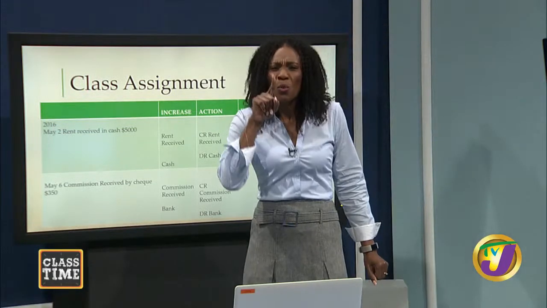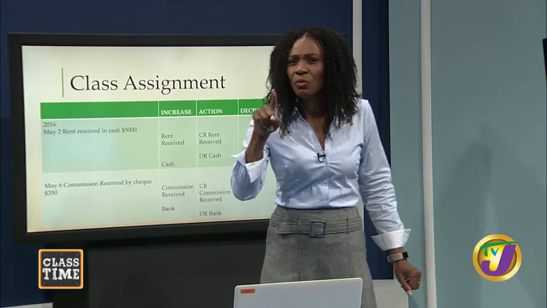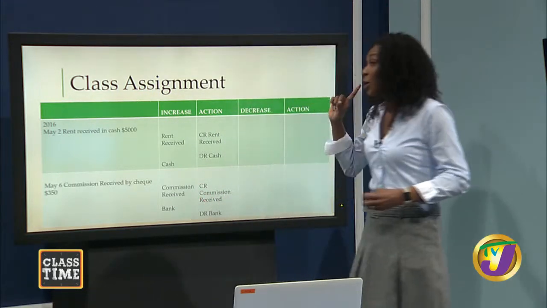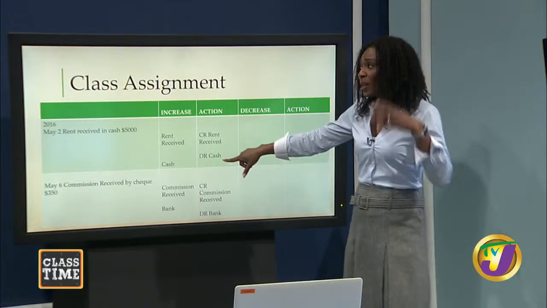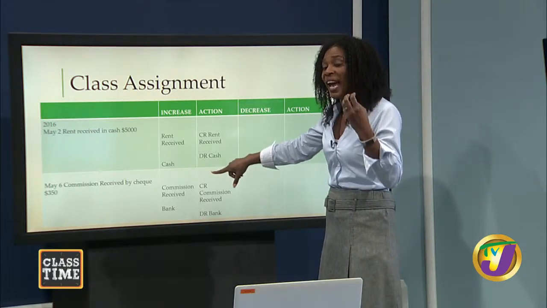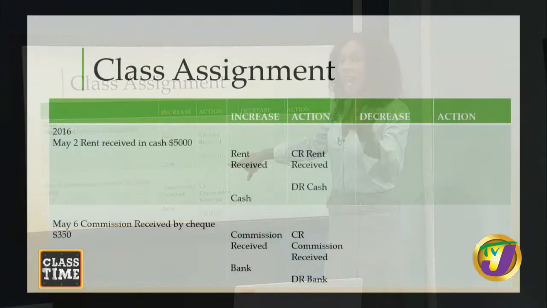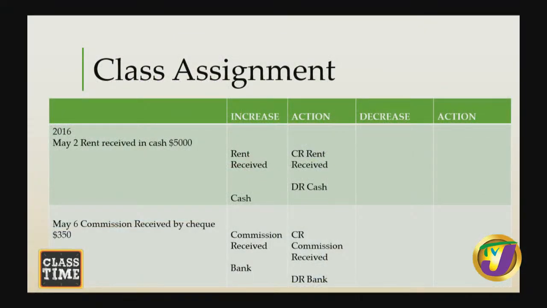Revenue. Good. And what did we say rent received is classified as again? Revenue. And whenever there's an increase in revenues, we should do what? Credit the account. All right. So we're going to credit rent received. We receive the rent in the form of cash. Cash is an asset. And what does the double entry rule say? Whenever there's an increase in asset, we're going to debit.